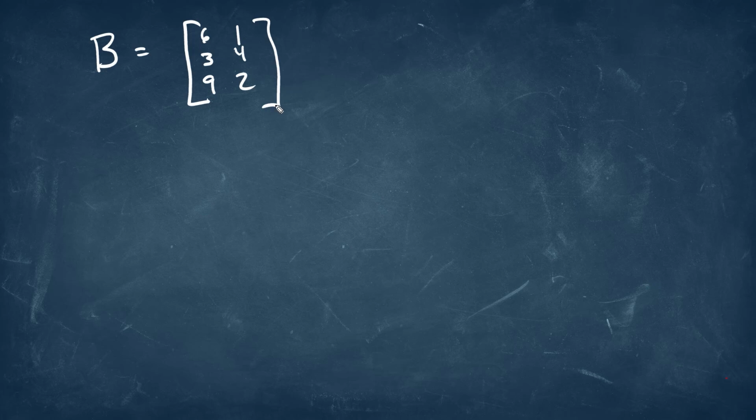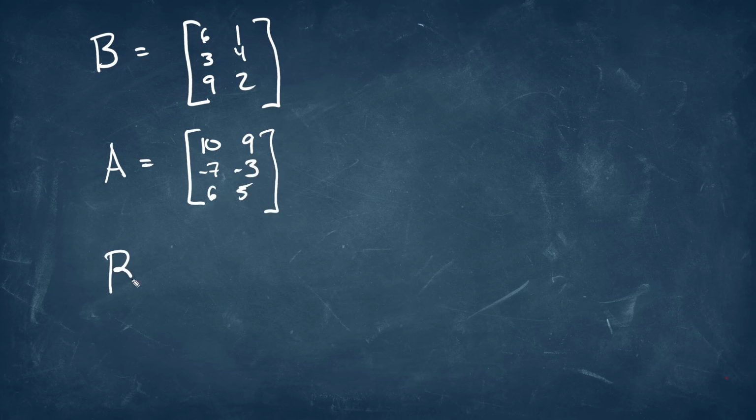Now let's say, for instance, that we have matrix B. And this is going to be a 3 by 2, meaning that we're going to have 3 rows and 2 columns. And we'll have another matrix A, which again is going to be 3 rows and 2 columns. Having the same dimensions allows us to add and subtract these matrices together. So for this example, we're going to subtract B minus A.